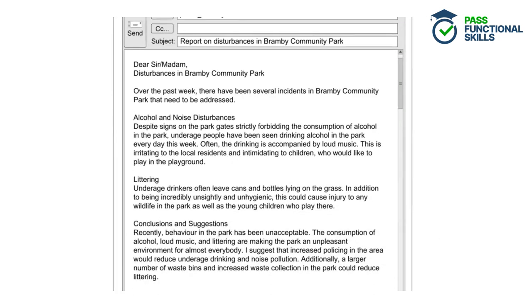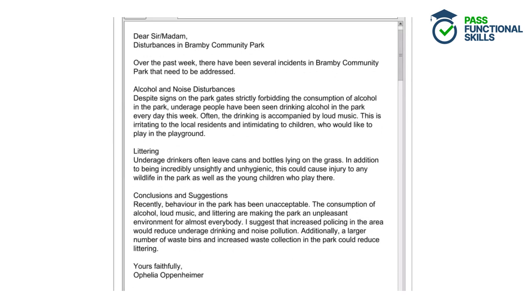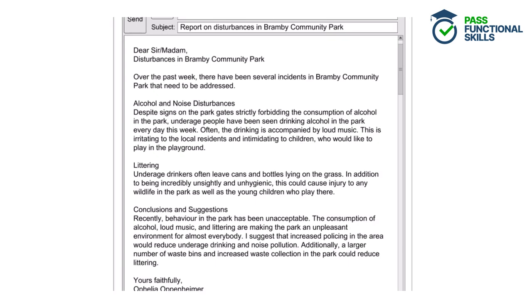So let's take a look at a model answer to this question. Report on disturbances in Bramby Community Park. Dear Sir or Madam, over the past week there have been several incidents in Bramby Community Park that need to be addressed. Alcohol and noise disturbances. Despite signs on the park gates strictly forbidding the consumption of alcohol in the park, underage people have been seen drinking alcohol in the park every day this week. Often the drinking is accompanied by loud music. This is irritating to the local residents and intimidating to children who would like to play in the playground.